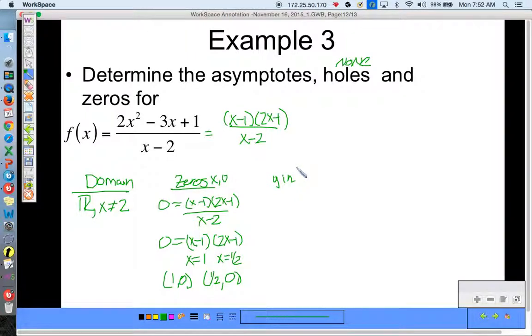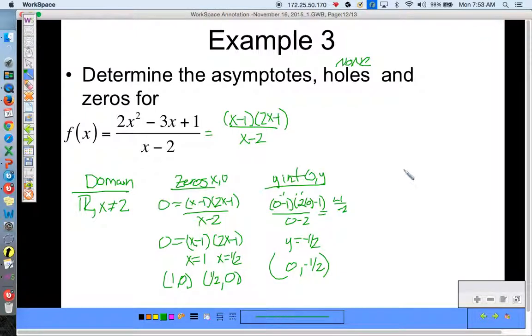Our y-intercept. So we know it's when 0 minus 1, 2 times 0 minus 1, over 0 minus 2. Negative 1 times negative 1, 1 over negative 2. So y equals negative 1/2.